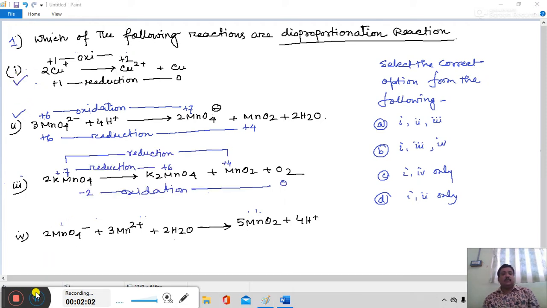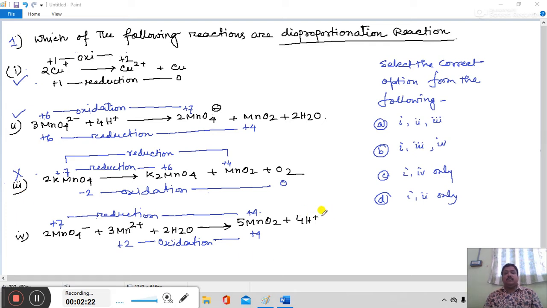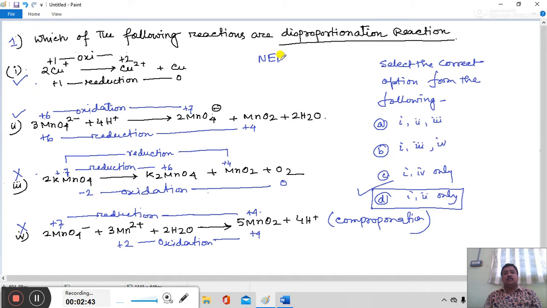Now in equation 3, the manganese atom is reduced from +7 to +6 state or +7 to +4 state, and the oxygen atom is oxidized from -2 to 0 state. So equation 3 is not an example of a disproportionation reaction. And equation 4 is an example of a comproportionation reaction. So only equations 1 and 2 belong to disproportionation reactions. So option D will be the correct one. This question came in the NEET exam 2019.